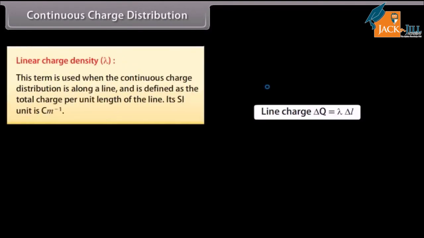Linear charge density, lambda. This term is used when the continuous charge distribution is along a line and is defined as the total charge per unit length of the line. Its SI unit is coulomb per meter.